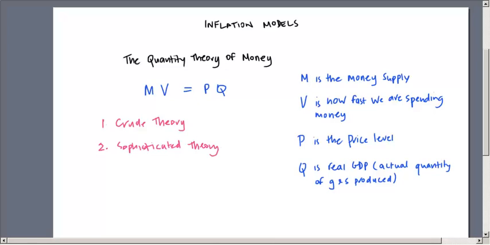So let's take a look at that. Let's take a look at the crude theory first. The crude theory just says this. It says if M times V equals P times Q, and if we were to hold V, the velocity that money is spent, and Q constant. So the assumption for the crude theory is that V and Q don't change.